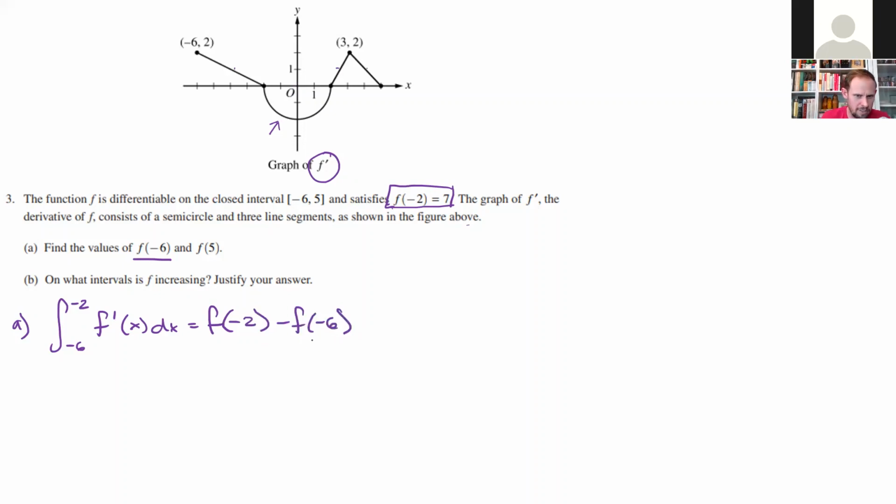And here's the trick. We're trying to find f of -6. So we can move this over and then we can multiply by the -1. And what we end up getting is that f of -2 minus the integral from -6 to -2 of f prime of x dx will be equal to f of -6.